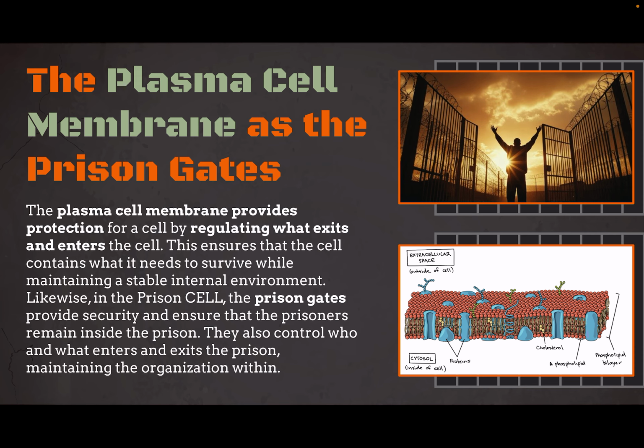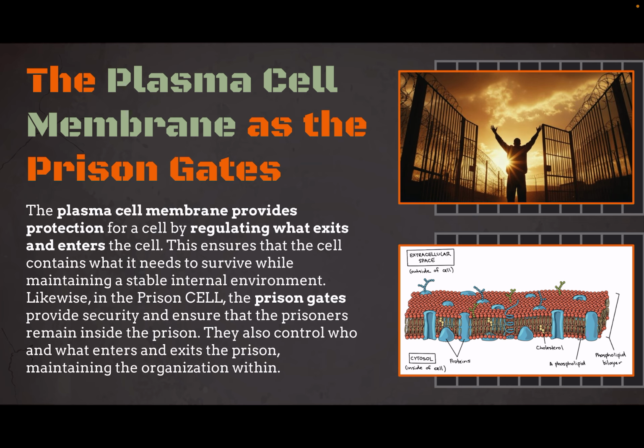Now we have the plasma cell membrane as the prison gates. The plasma membrane provides protection for the cell by regulating what exits and what enters the cell. This ensures that the cell contains what it needs to survive, but is still able to maintain a stable internal environment.